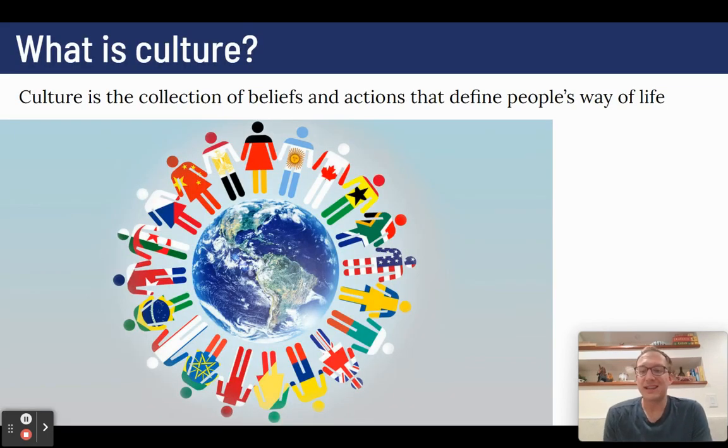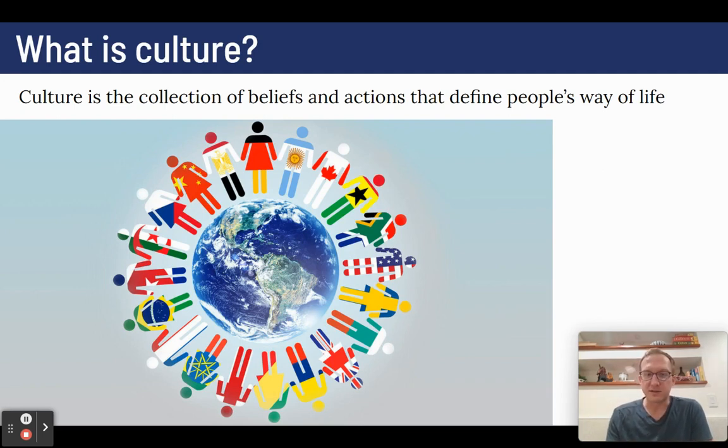So, what actually is culture? Well, culture is the collection of beliefs and actions that define a person's way of life, and really a group of people's way of life. So it's how we think about the world, it's how we interact with the world. It's shaped both by interior things and exterior things. It's how we communicate with each other. It's how we make sense of everything that's going on. So if you take all of that stuff together, that's what we mean when we say culture. Collectively, it is all of the beliefs and actions that define people's way of life.